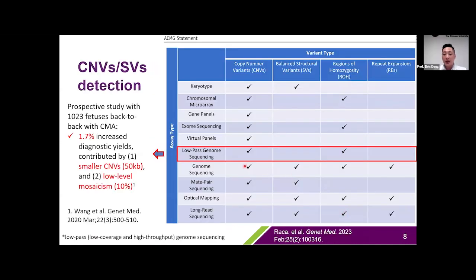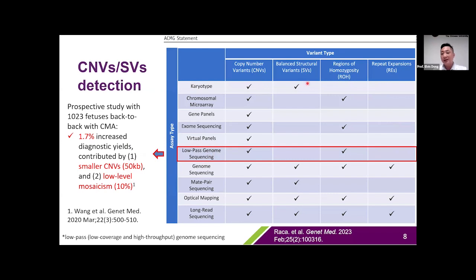So by doing a prospective study back-to-back with CMA, what can we see? We can appreciate a 1.7% increased diagnostic yield, mainly contributed by smaller CNVs. The resolution enhanced to 50 kb did observe some of the smaller CNVs that cannot be picked up by standard CMA. In addition, we also can see some mosaicism at a lower mosaic level that cannot be picked up by routine CMA. So that was the application for copy number change.